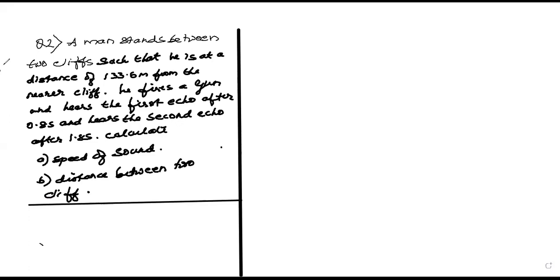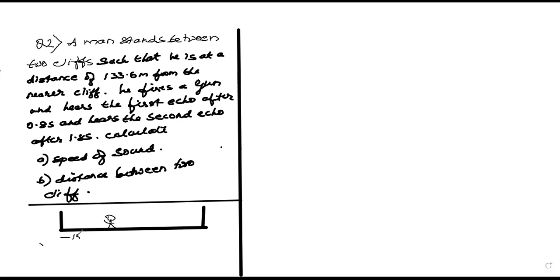Let's try to understand a very simple and realistic diagram of it. There are two cliffs at the two ends. One cliff is here, and this is the second cliff. And this person is standing somewhere here. Now, a man stands between the two cliffs. He is at a distance of 133.6 meter from the nearer cliff. This is the nearer cliff.